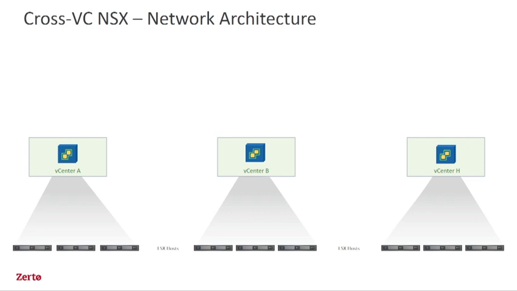Some of that you should already know from the prior slides, right? The consistent networking and security, but there's additional things we're going to get to here. Okay? So network architecture, how does this work? So we have 3 vCenters here.